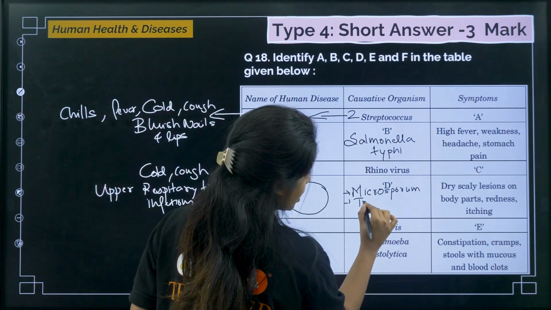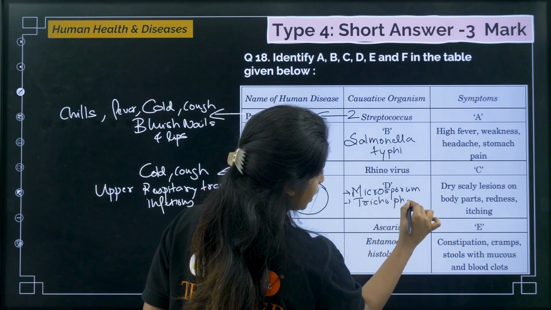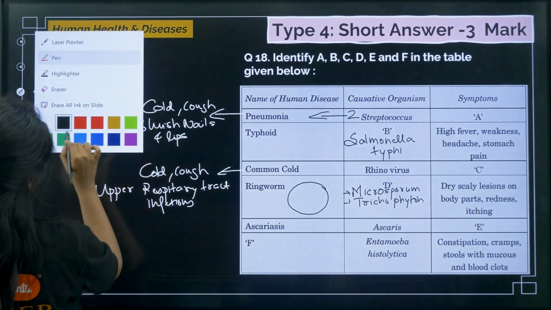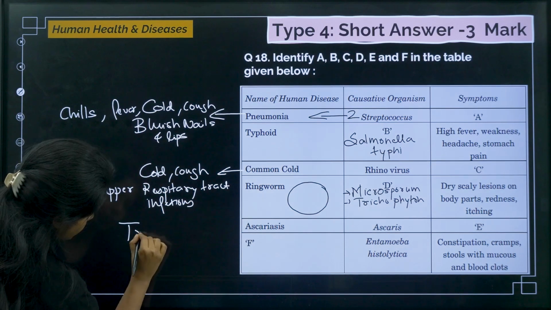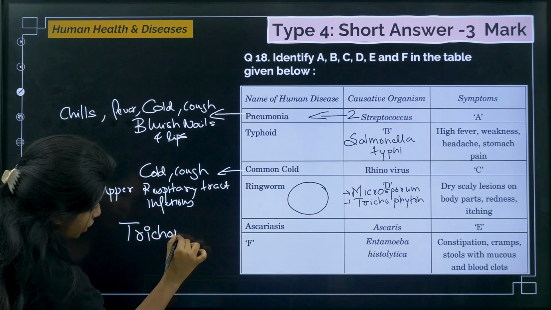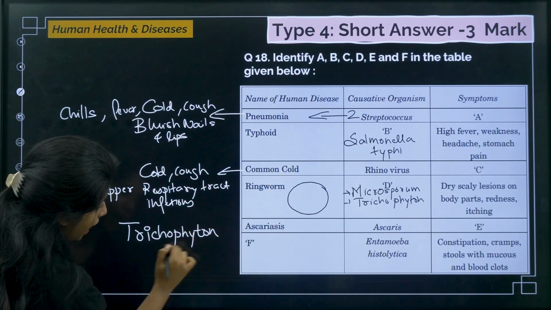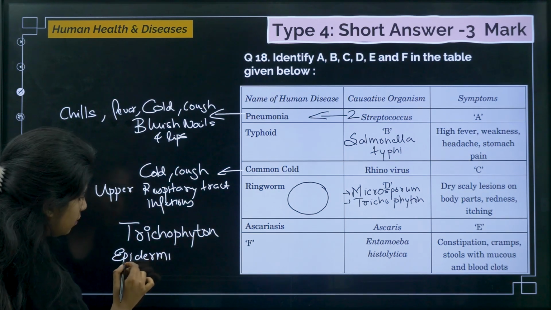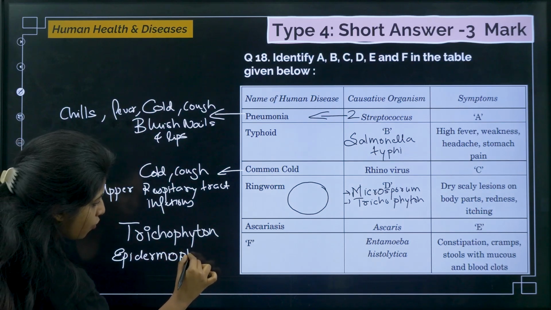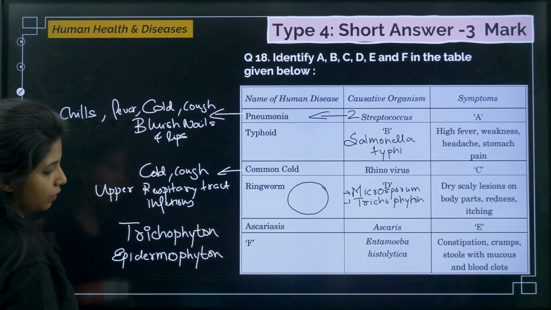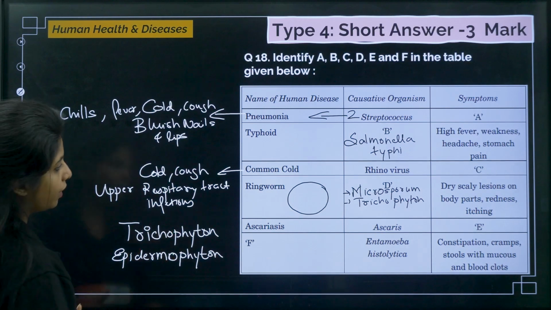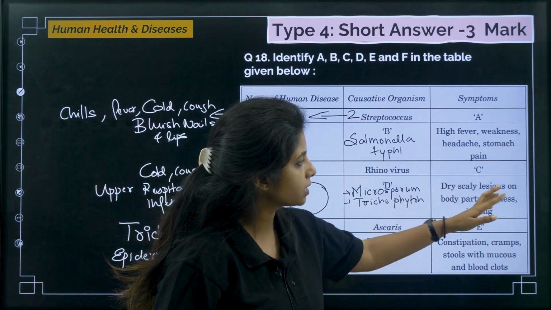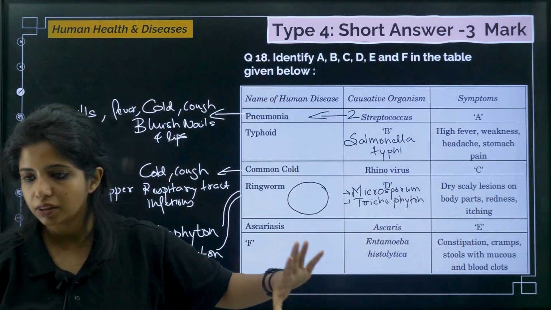One is trichophyton. Spelling, if you're not able to understand, it is trichophyton. And the other one is epidermophyton, since it is happening on the skin. So you have trichophyton and you have epidermophyton, which cause the ringworm disease. Fine. And what will you have? You have dry scaly lesions on the body parts, redness and itching, everything will be there.